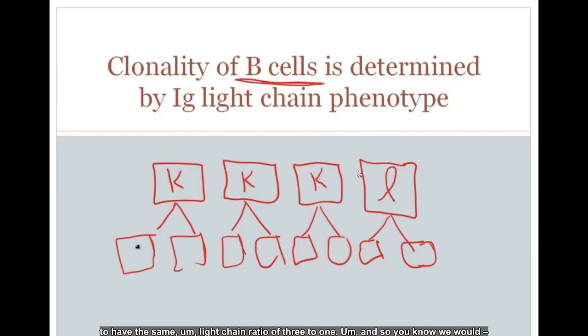So same thing, hyperplasia is polyclonal. You would have that normal 3 to 1 ratio of kappa to lambda. And neoplasia is monoclonal, so you would have, I guess, more kappa, like over 6 to 1 ratio of kappa to lambda, or it's inverted, so less kappa, more lambda, basically is what he's trying to say.